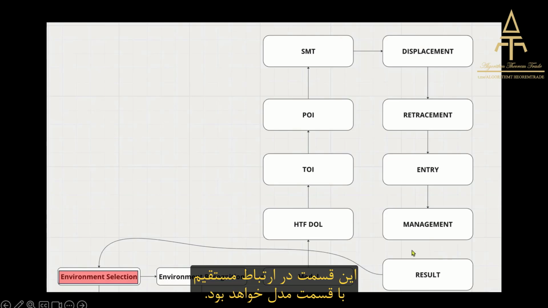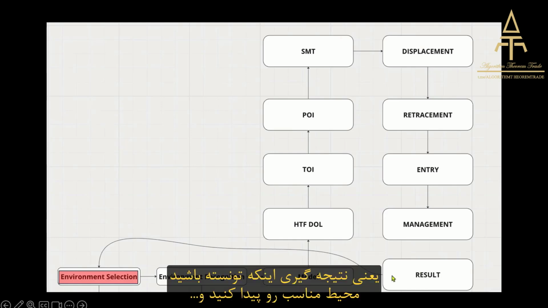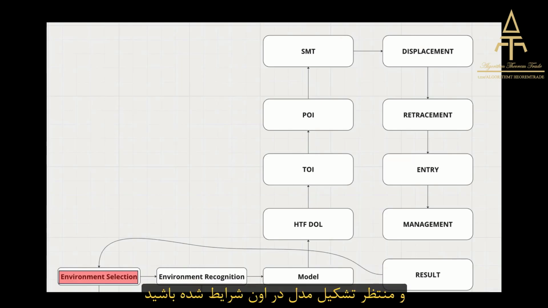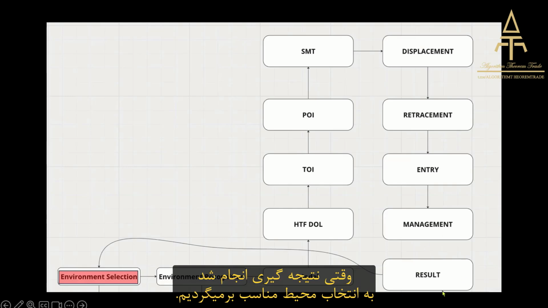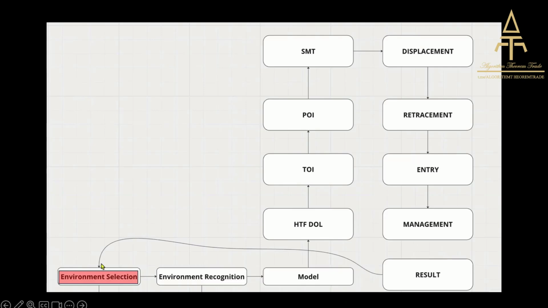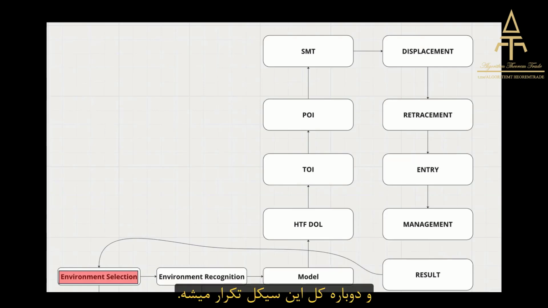The result part stands basically directly correlated with the whole model, meaning the result is a result of your ability to recognize the environment, your ability to wait for your model to present itself within that environment that you've recognized and deemed as highly probable, and then being able to utilize your model. When the result is present, we move on to the environment selection again. And then the whole cycle repeats itself. The whole sequence repeats itself.